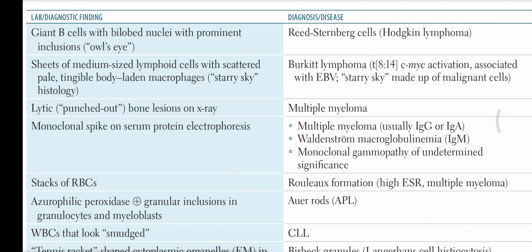t(8;14), c-myc activation, associated with Epstein-Barr virus. Starry sky made up of malignant cells.